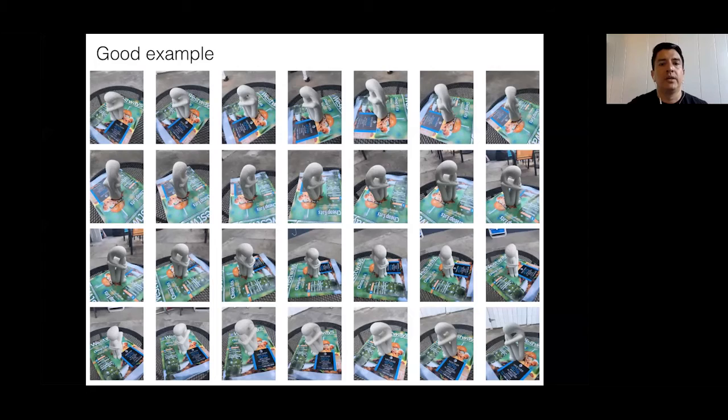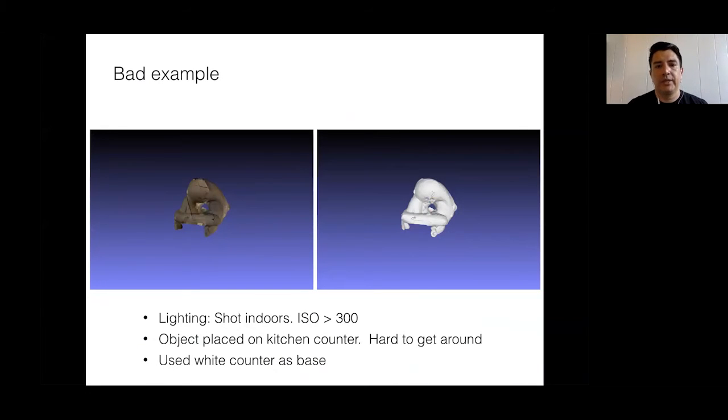So then I took the same object and placed it, as I've seen with a lot of objects being scanned, on a kitchen counter. There was no magazine underneath, and it was shot with the kitchen light on. So here the lighting was inconsistent, it was shot indoors, and the ISO rating was over 300.